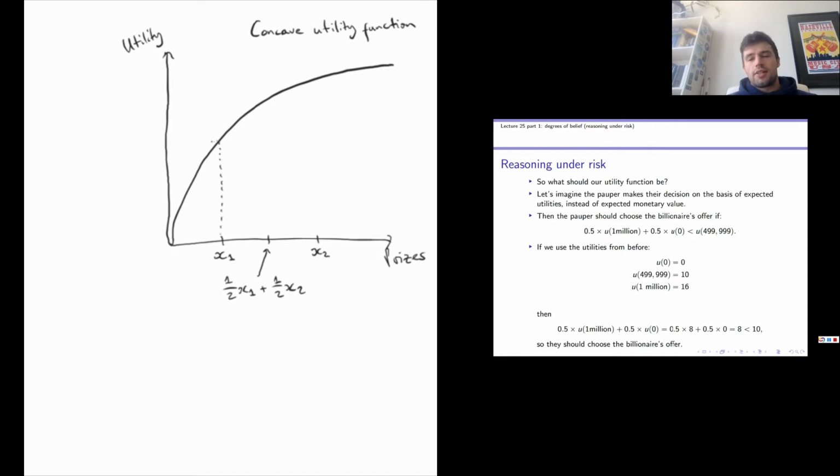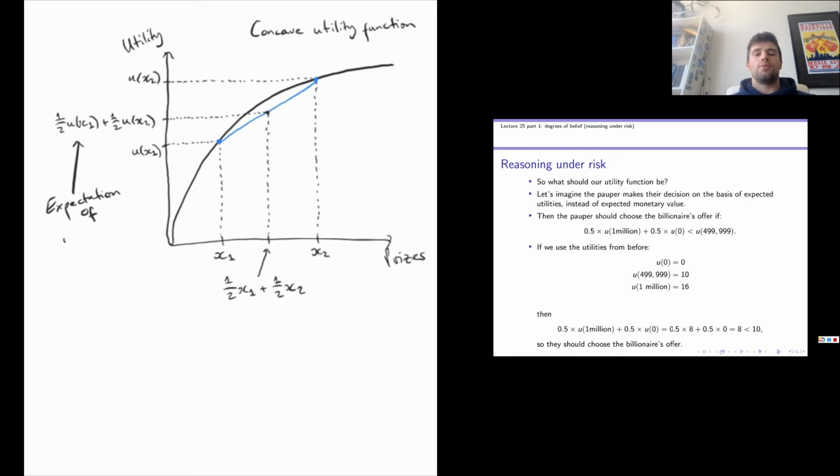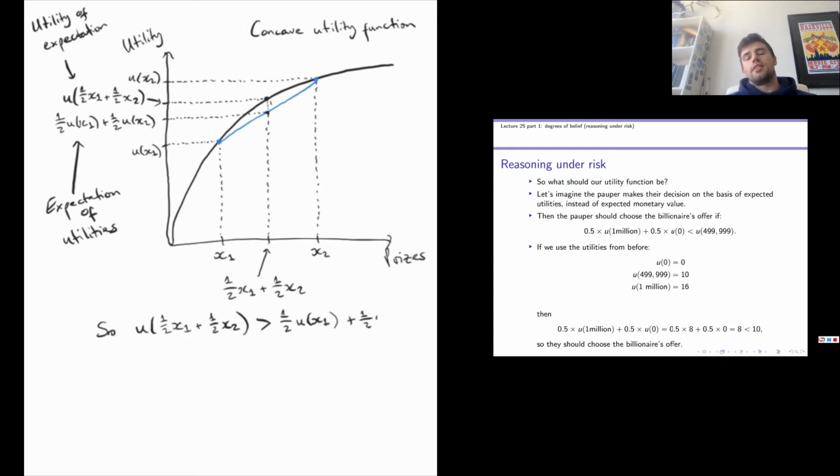And what we're interested in is comparing the expectation of the utilities to the utility of the expectation. Now, the expectation of the utilities is represented by this line here, so it's an average of the utilities of x1 and x2. And on the other hand, the utility of the expectation is just u of the whole expectation itself, so that's this thing, and that's represented by the utility function. And we notice from the graph that the expected utility is less than the utility of the expectation. That's because of the shape of this curve.